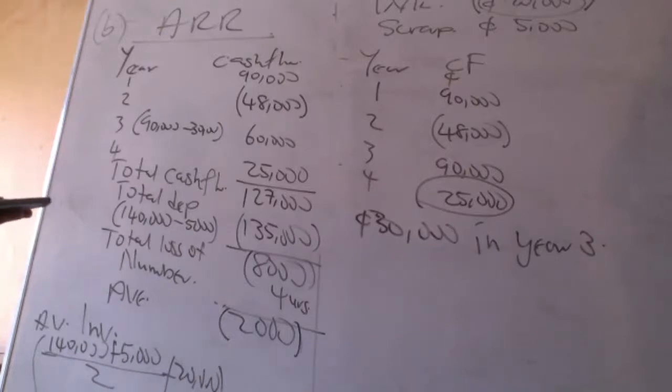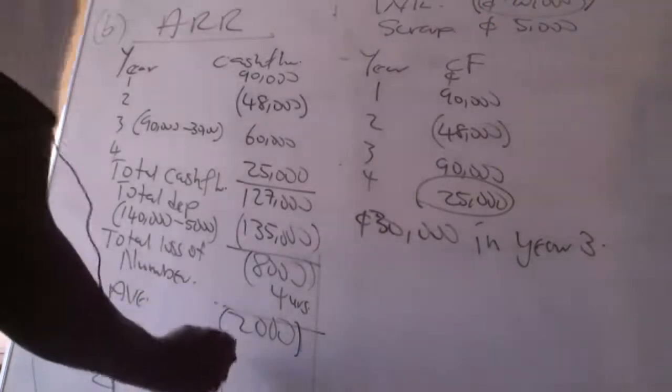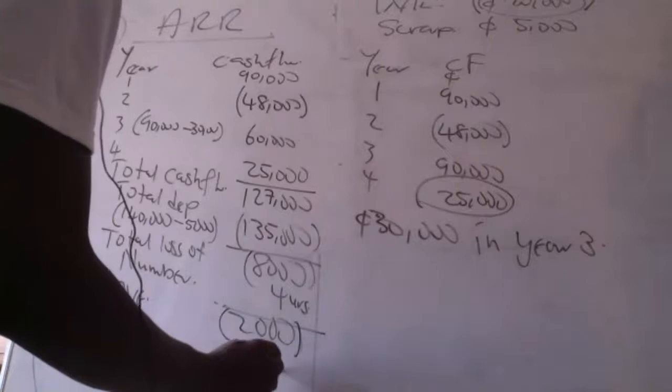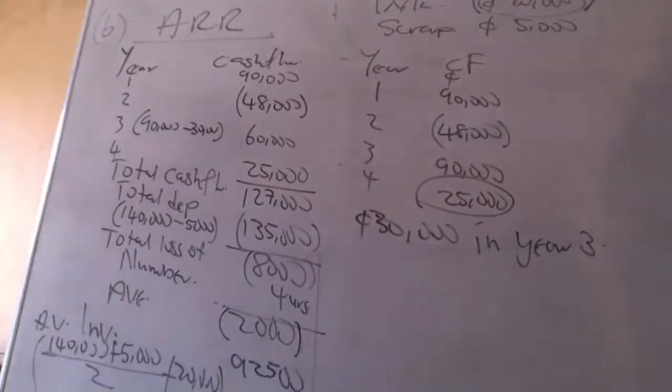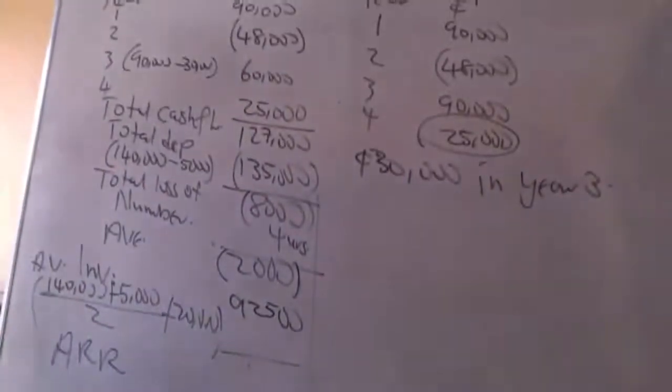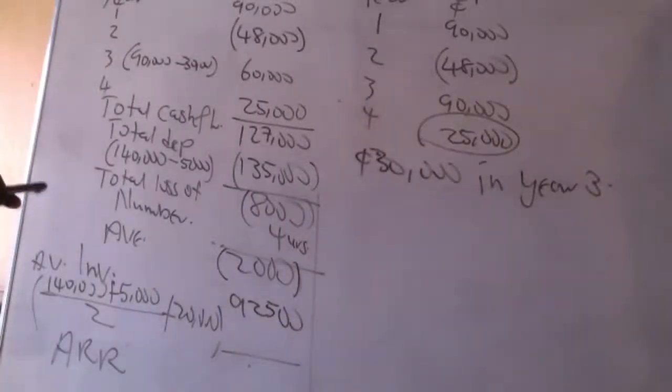145 divided by 2 probably gives us 72,500 plus what? Plus the 20,000. Okay, so it's 92,500, right? Okay, thank you. So 92,500. So what's the average account rate of return? So finally, the account rate of return will be 2 divided by the answer times 100.